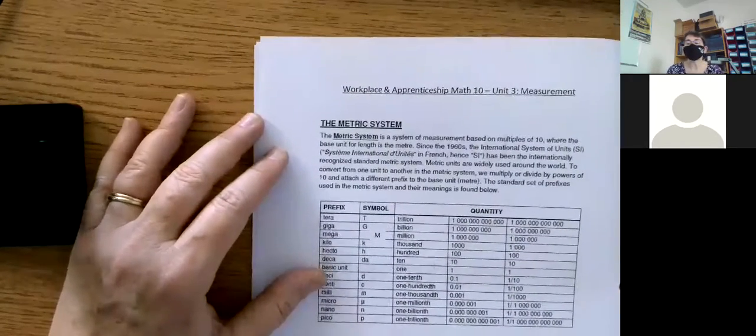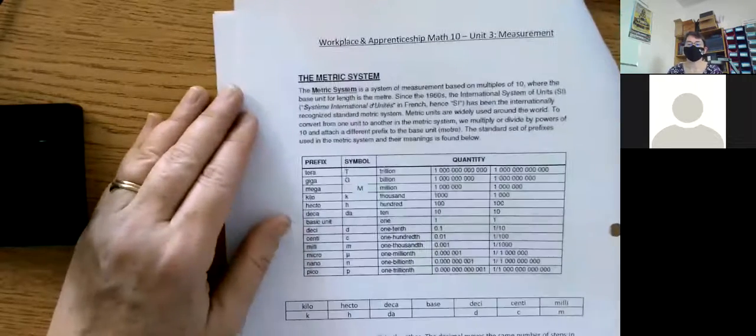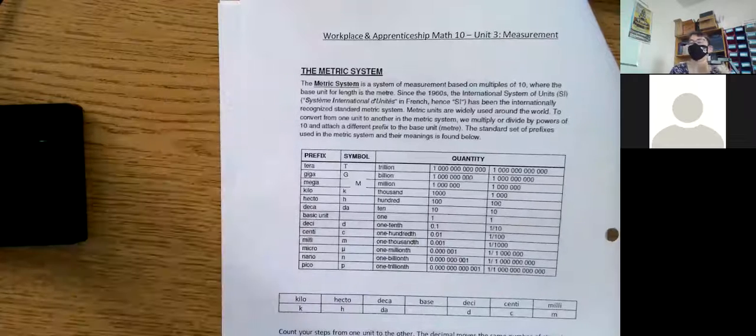The nicest thing about the metric system is it is based on multiples of 10. Unlike the imperial system, where you have to multiply sometimes by 12 and sometimes by 3 and sometimes by 5,280, I think that's the number of feet in a mile. Everything is based on 10.